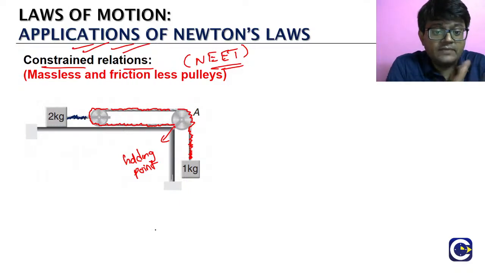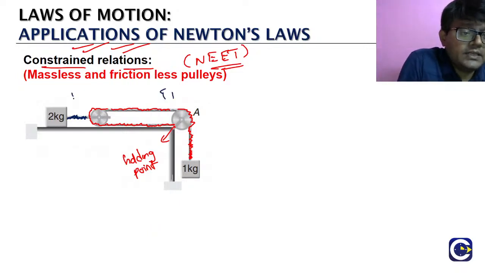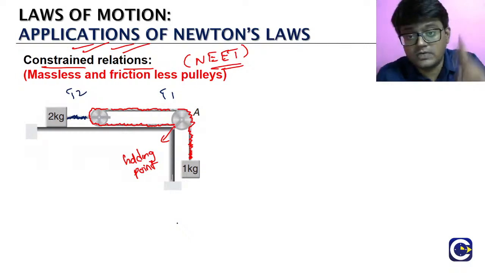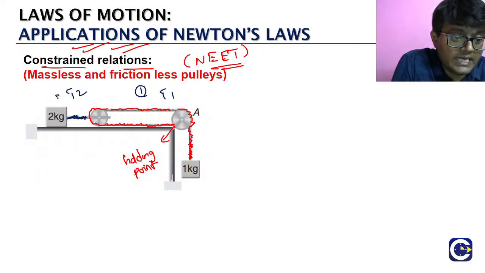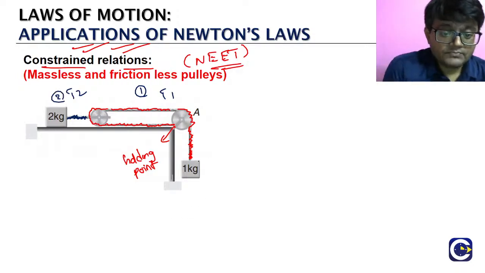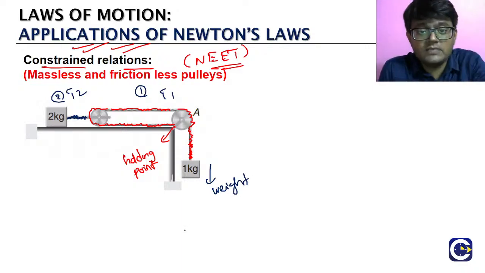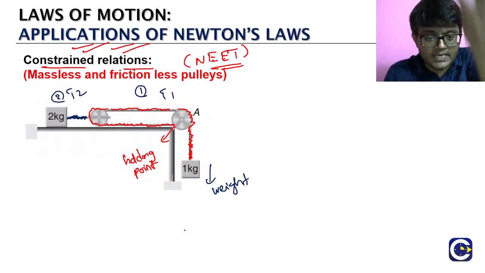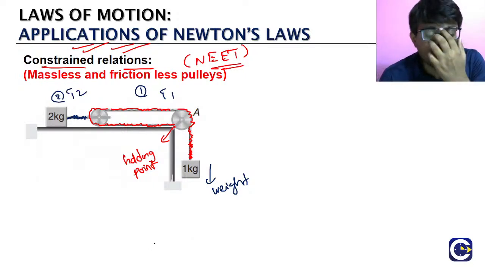Now here we are having 2 ropes, which means possibly how many tensions will there be? 2 tensions. In this rope 1 we'll have 1 tension, and in this rope 2 we'll have a 2nd tension. OK, now look. The 1 kg is hanging, which means there will be weight acting on it. So that 1 kg will have a tendency to go down. If it goes down, then what is going to happen?